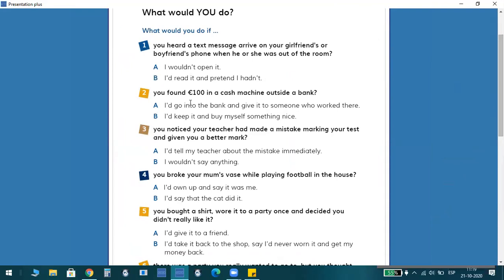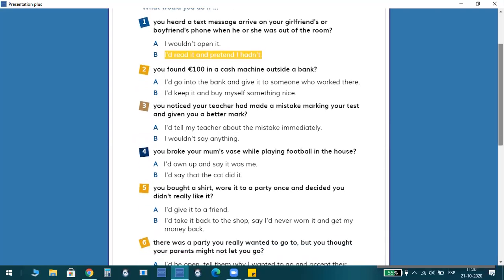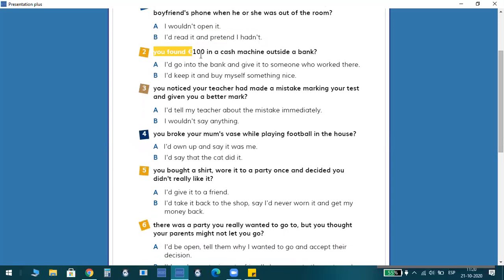You guys choose one. What would you do if you heard a text message arrive on your girlfriend's or boyfriend's phone when he or she was out of the room? You wouldn't open it, or you would read it and pretend you hadn't. Okay, we have one of the two. This is a secret quiz for you. Two, what would you do if you found 100 euro in a cash machine outside the bank? You would go into the bank and give it to someone who worked there, or you would keep it and buy yourself something nice. We're talking 100 euro, it could be like 120,000 pesos. It's a good money.